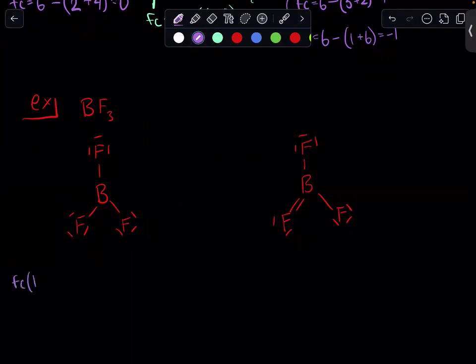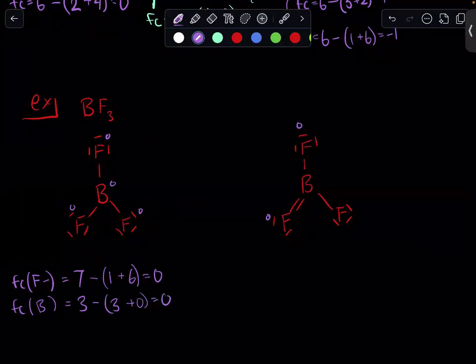So the formal charge for our fluorines with 1 bond is going to be 7 valence electrons minus 1 bond plus 6 electrons for a total of 0. So that's 0, 0, 0, 0, 0. Our formal charge for our boron with all single bonds is going to be 3 minus 3 bonds plus 0 extra electrons for a formal charge of 0.